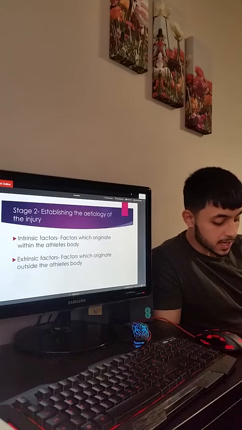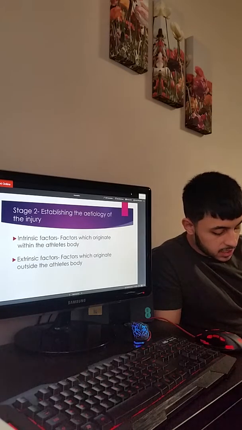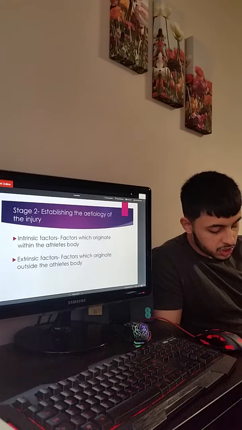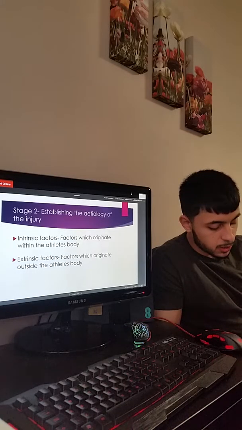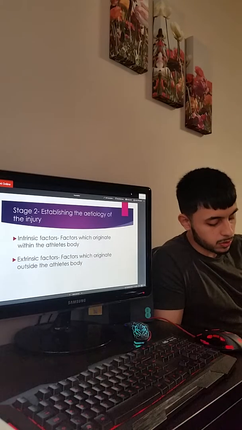If Derek stopped and established the etiology of the injury, he would realize that if he carried on, this would lead to further complications which could end his career, and he would still be competing today if he hadn't carried on with the race.